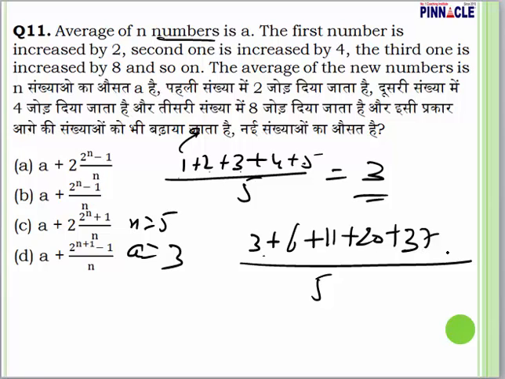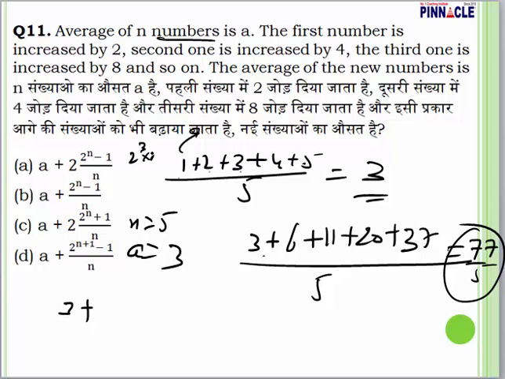40 plus 37, that is 77 by 5. This is the average of the new number. Average of new number B would be how much? 77/5. Now put in the equation which option can satisfy this expression. Let's say A is equal to 3, and here you put 2, n is equal to 5.